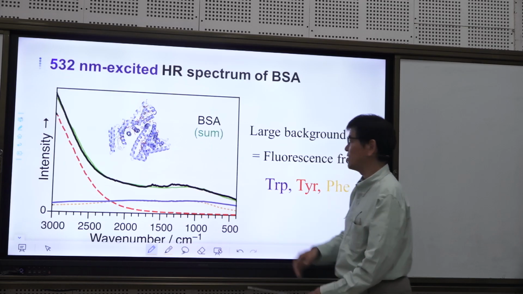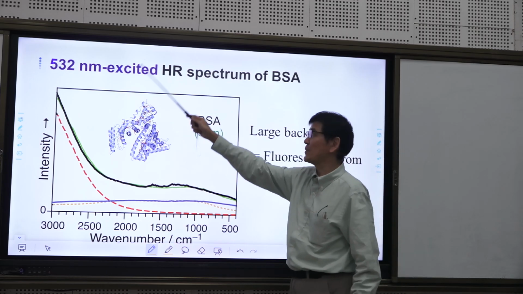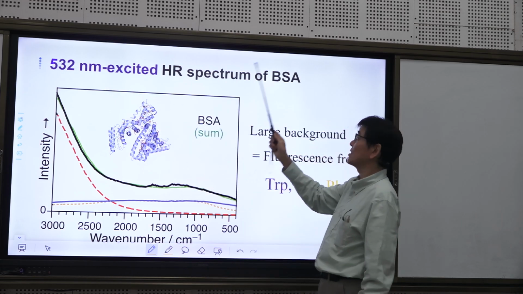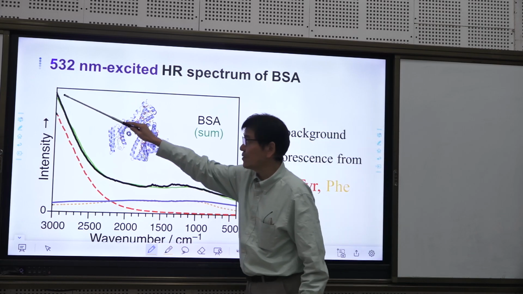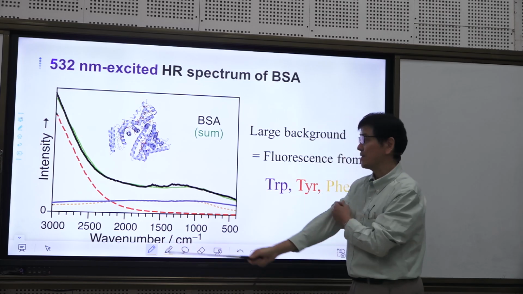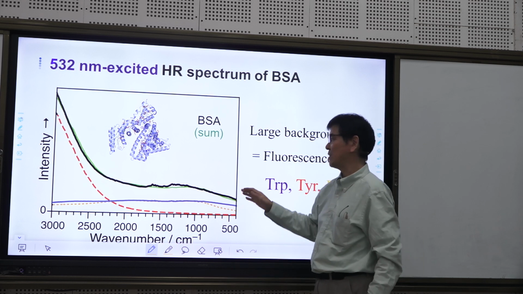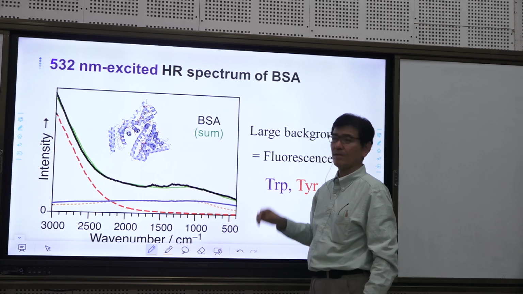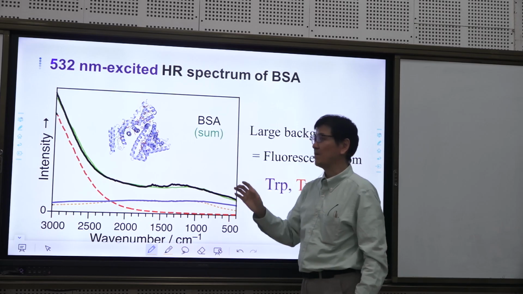Based on this expectation, I measured the hyper-Raman spectrum, the 532 nanometer excited hyper-Raman spectrum of bovine serum albumin. Result is the black line. First, I asked the student, please measure this. Then he showed me this curve, and there is apparently no Raman band, no hyper-Raman band. What is this? This is a reproducible result, and I don't know what this is.